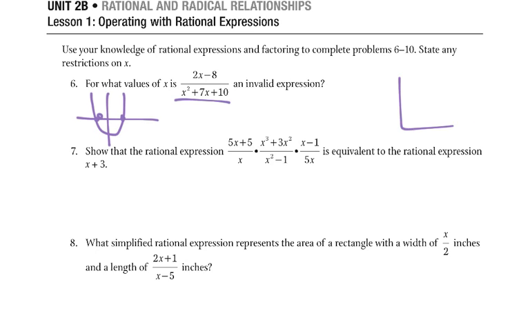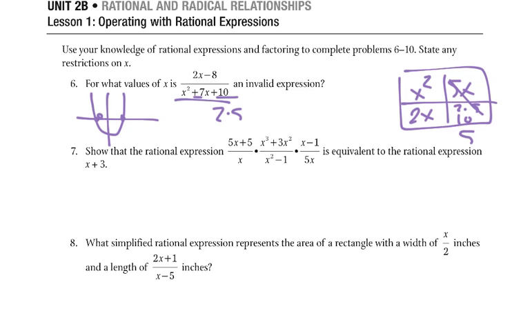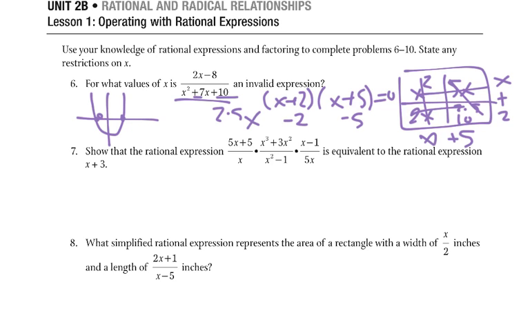Or we can just factor it and say factors of 10 that add up to 7: 2 and 5. 2x, 5x, x squared, 10, which is really 2 times 5. Pull out a 5, it's positive, pull out a 2, it's positive, pull out an x, pull out an x. So simplified, that'd be x plus 2 times x plus 5. Now if we set them both equal to 0 separately, we'd end up with negative 2 and negative 5. So x cannot equal negative 2 or negative 5.